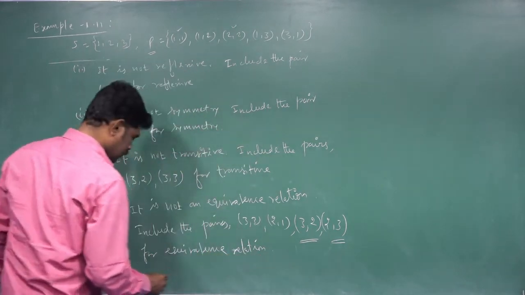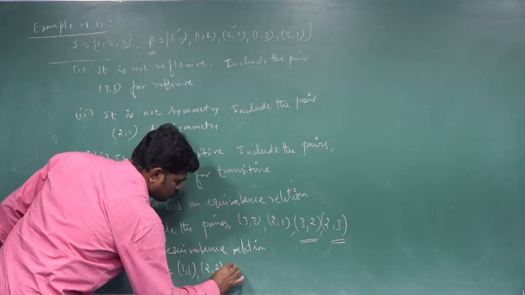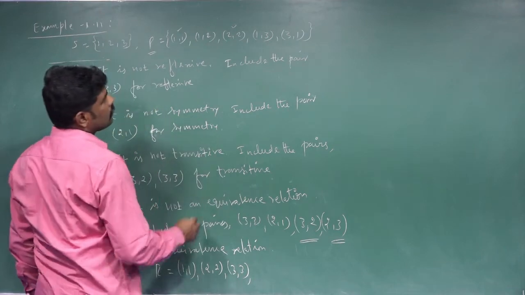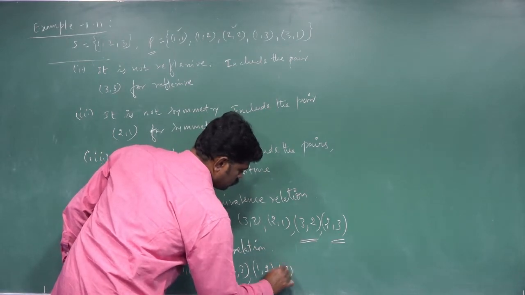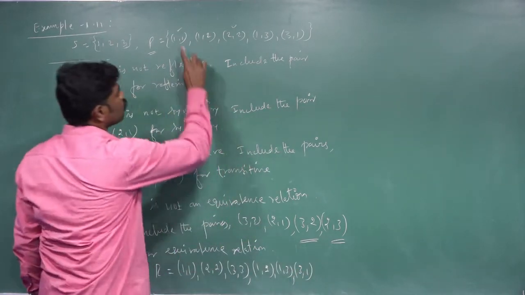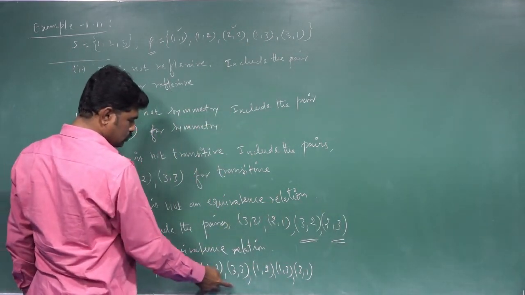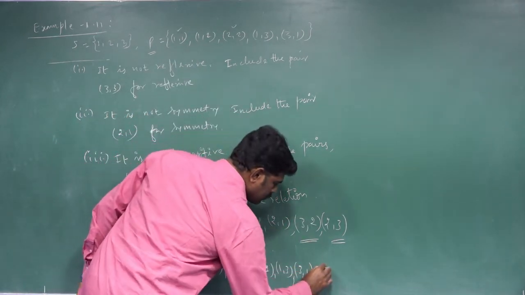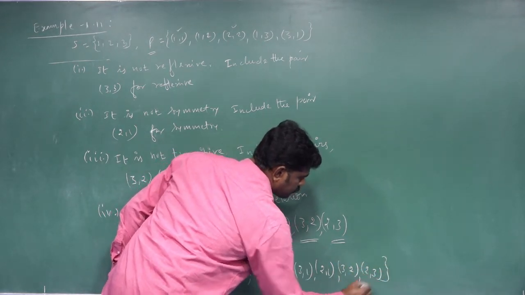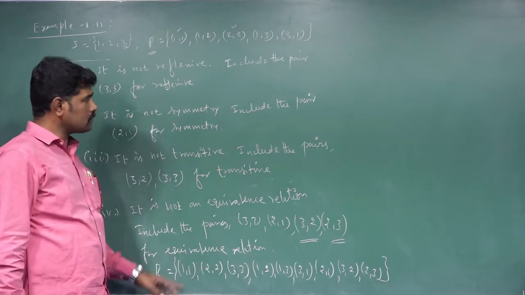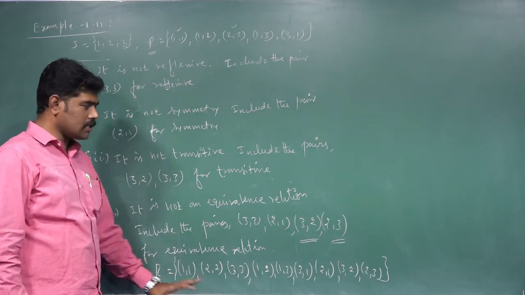So finally, the relation R is equal to {(1,1), (2,2), (3,3), (1,2), (1,3), (3,1), (1,2)...} 5 elements are there. Additionally, we should include these 4 elements. Remaining these 3: (2,1), (3,2), (2,3). Now this relation will satisfy all the 3 relations: reflexive, symmetric, transitive. Then it is an equivalence relation also.